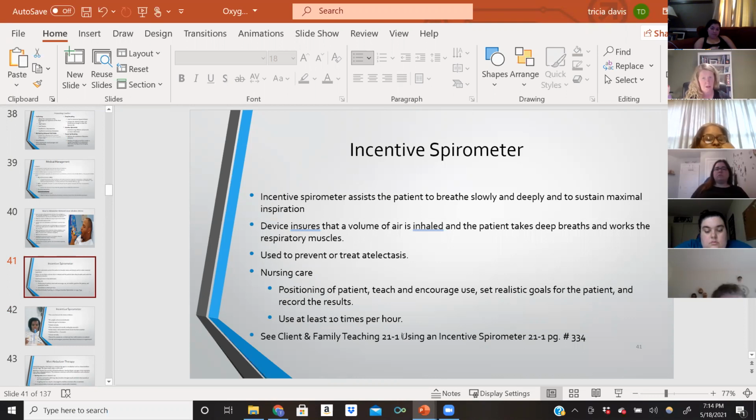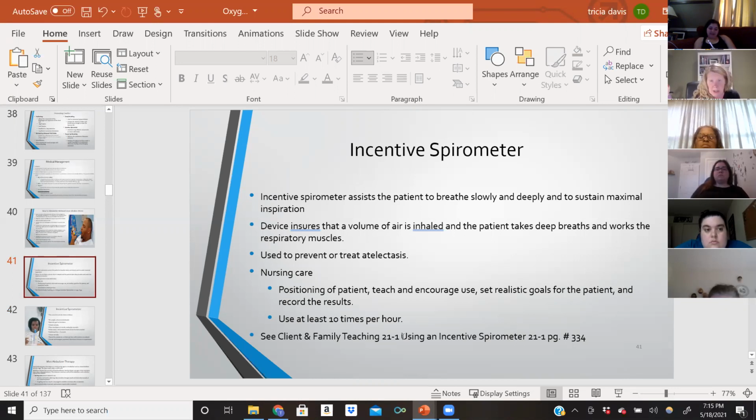So for nursing care, we're going to make sure that the patient's in the proper position. We want them sitting up in bed. We don't want them all slouched over. We definitely don't want them laying down. We want them to be in an upright position with their chest expanded so that they get the maximum benefit from the incentive spirometer and get the most amount of air in.